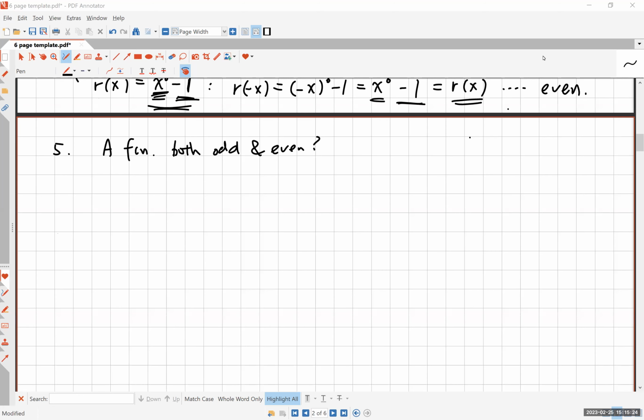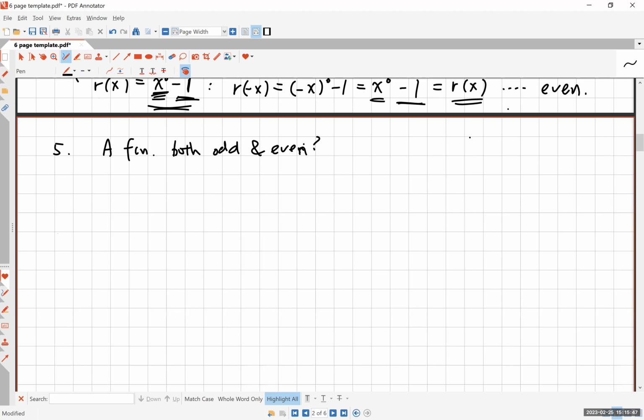All right, let's go to the next four questions. Problem number 5 of practice test number 1. A function can be both odd and even, can it? That sounds weird, right? Because if you are talking about an integer, certainly an integer is either odd or even, and it can't be both, right?